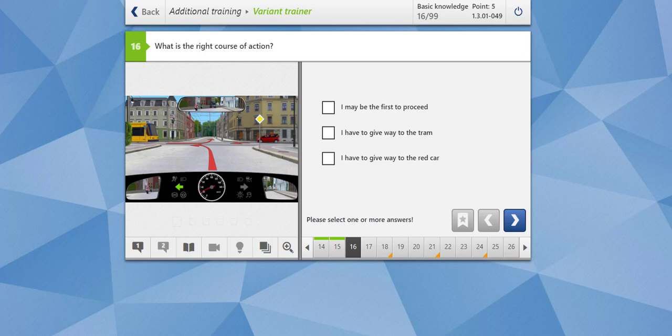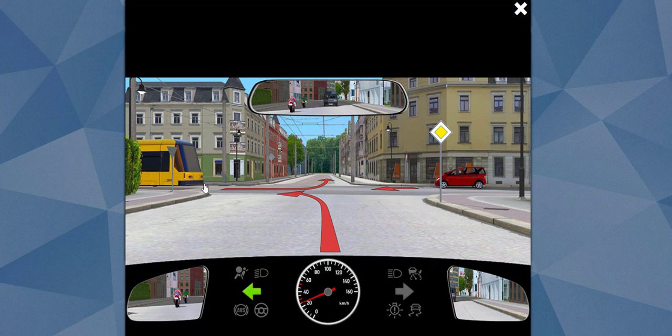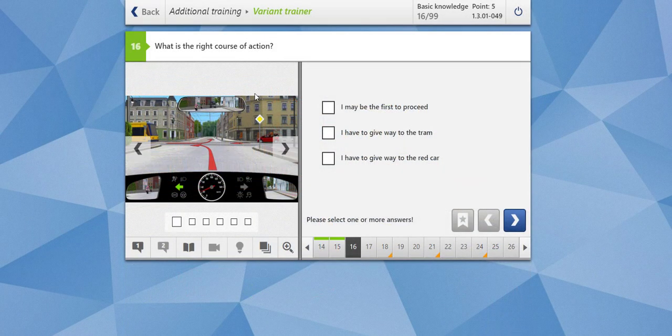What is the right course of action? We enlarge this image. What we see here, we are on the priority road and we want to turn towards the left side. There is a car on the right, but there is no right before left because we are on the priority road. And there is a tram which also wants to turn. So what is the right course of action in this case? Let's look at the options.